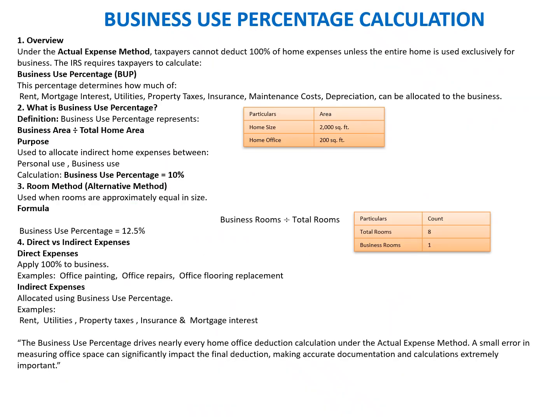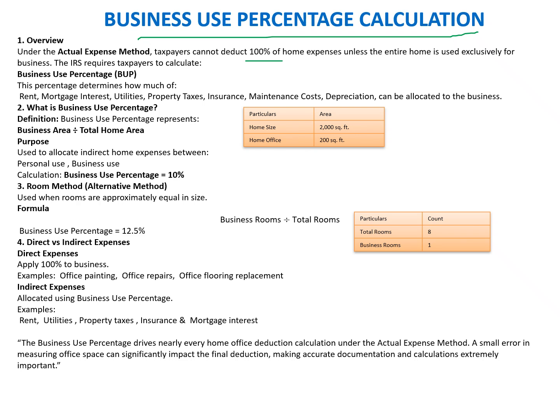Okay, now we'll talk about another important section, which is the business use percentage calculation. Under the actual expense method, a taxpayer cannot deduct 100% of the home expense unless the entire home is used exclusively for the business. There is a concept of business use percentage. This percentage determines how much of the rent, mortgage interest, utilities, property tax, insurance, maintenance cost, and depreciation can be allocated to the business. What is the business percentage?